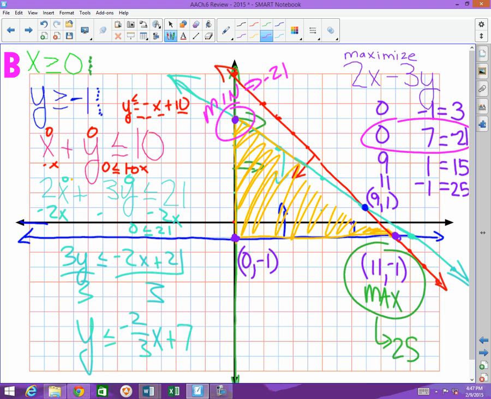If the question wanted to know what the minimum was, the minimum is this one here, 0 and 7, with a minimum value of negative 21. Now, those aren't always going to be the same. It all depends on what this objective function has for an equation. And that's pretty much everything that you will see on the first day test.